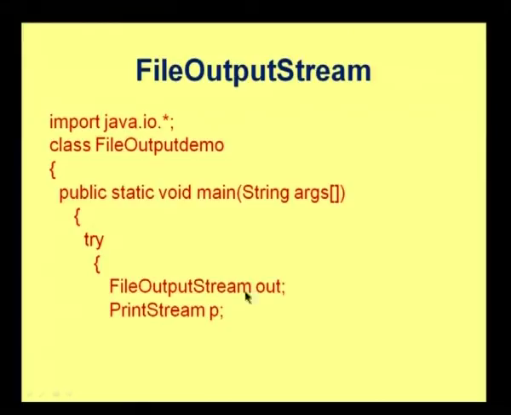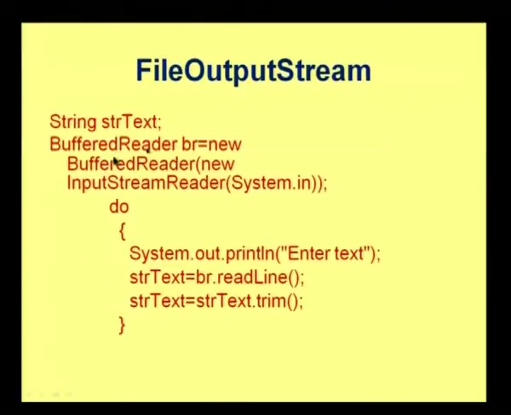You can see that I have an instance of file output stream and an instance of print stream also. Now I have a string and I have a buffer reader. Buffer reader, we will see in your forthcoming sessions, but now I will state the purpose of buffer reader here. Buffer reader is going to read System.in, nothing but your keyboard. So keyboard is your System.in.